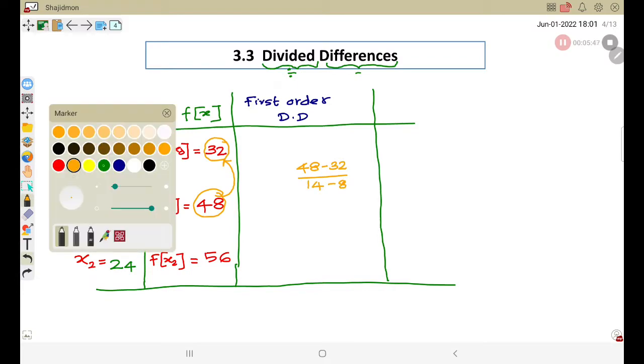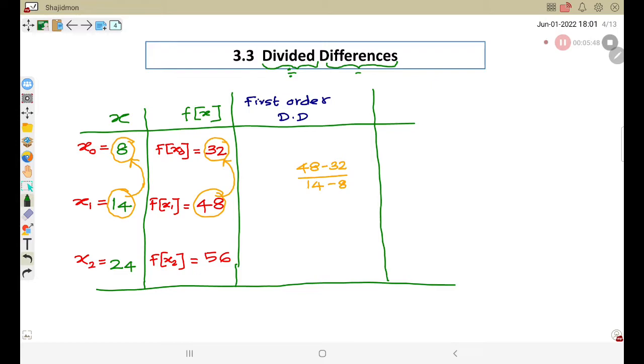This is what we call first order divided difference. We have taken the numbers x0 and x1 here, so we represent this by f of x0 comma x1, because these two numbers we are choosing, the first two x numbers. So we will get the answer here, equal to 2.67 if you take 3 digit rounding. So how did we calculate?